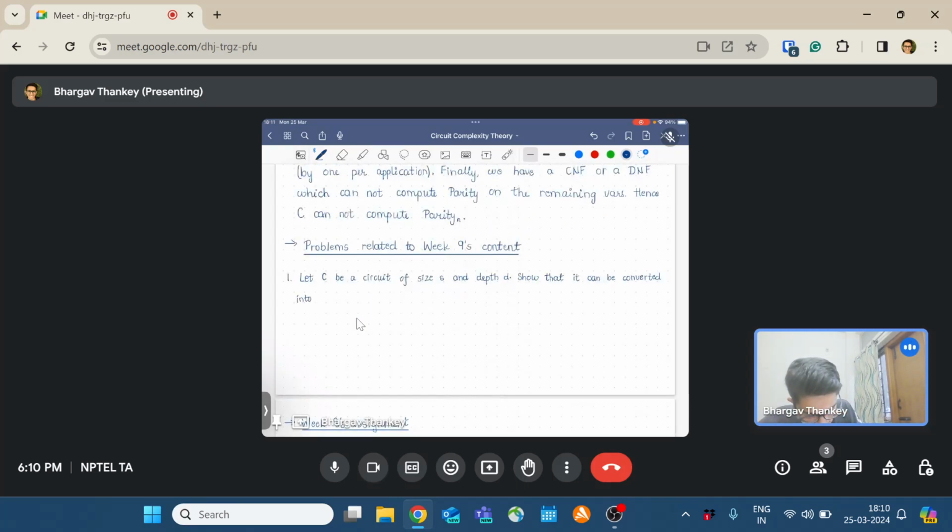...into an equivalent formula of size s to the order d, and yeah, a circuit can have gates with unbounded fan-in.